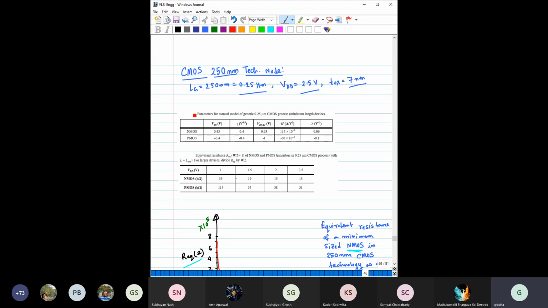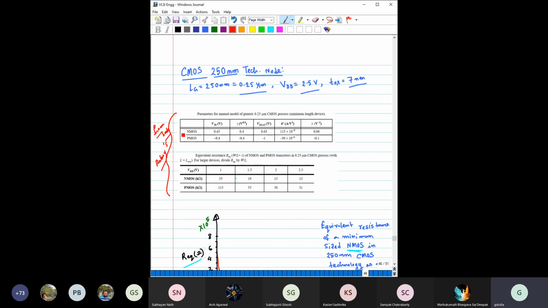And if you see the values, these two tables are from your book by Rabaey.